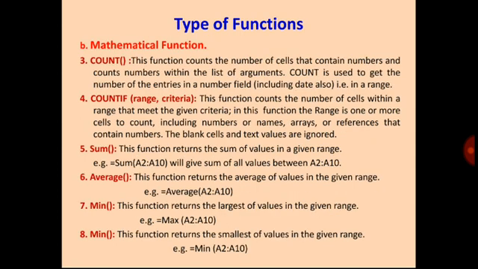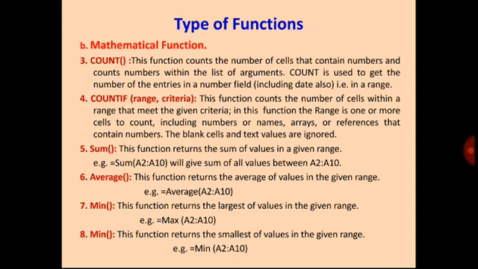Next function is COUNT. This is the function which counts the number of cells that contain numbers, and counts numbers within a list of arguments. That means it simply gives you the total number of cells which contain any number in a given range. Then the COUNTIF function is used with two parameters, range and criteria. This function counts the number of cells within a range that meet the given criteria. In this function, the range is one or more cells to count, including numbers or names, arrays, and references that contain numbers. Blank cells and text values are simply ignored in this case.